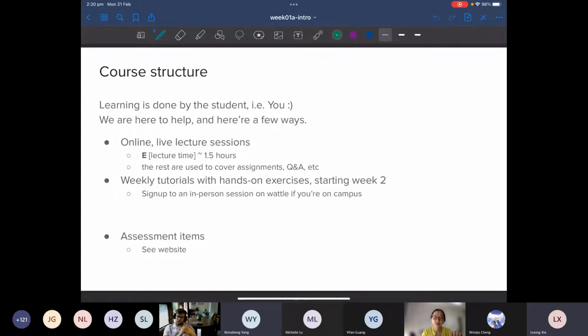Tutorial sign up is a hot topic, so it will open once we have the course schedule confirmed, the swapped lectures and additional tutorial slots. And we'll try to fit everybody in.